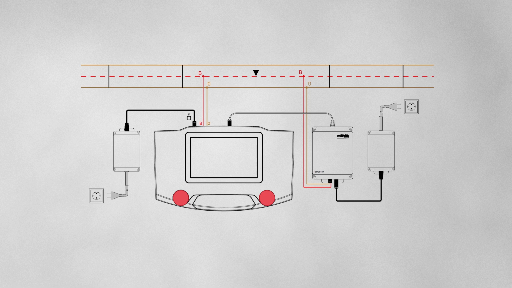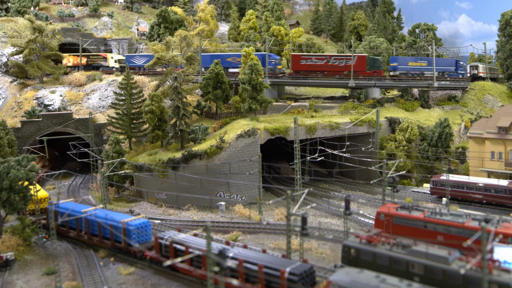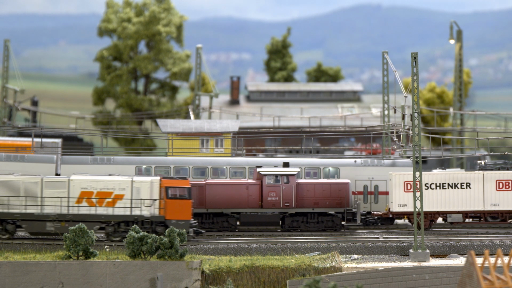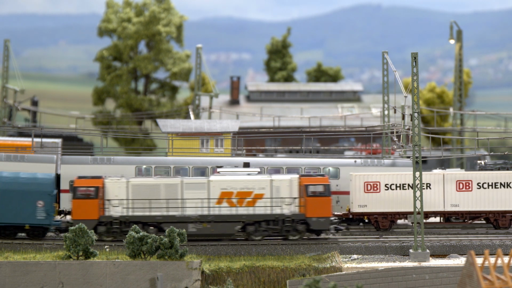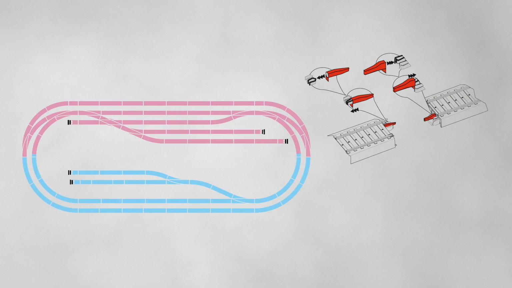A booster supplies its own isolated power circuit with power, and the digital signals are synchronized with the Central Station via the booster. This means that the information sent to the layout is the same everywhere. It's just that the locomotive, which switches from one power supply area to another, gets power once from one and then from the other supply area.